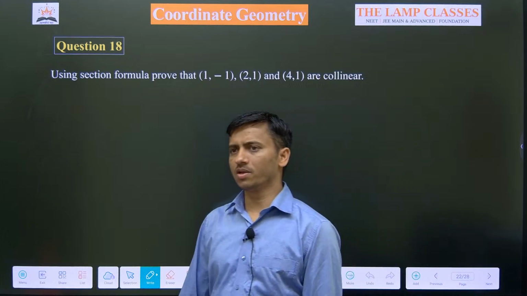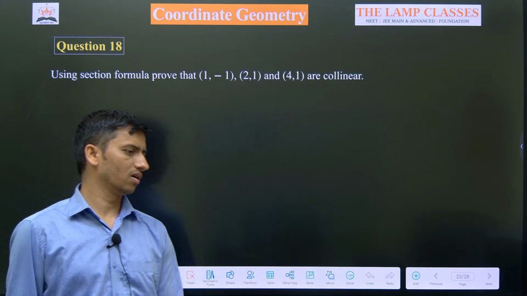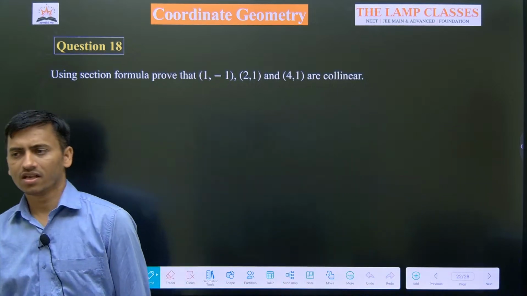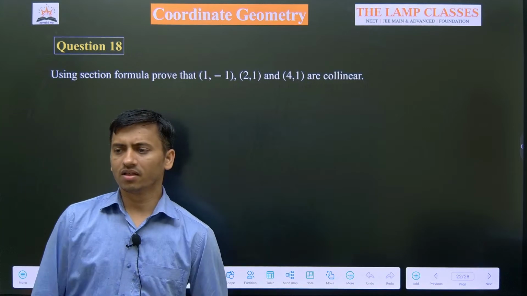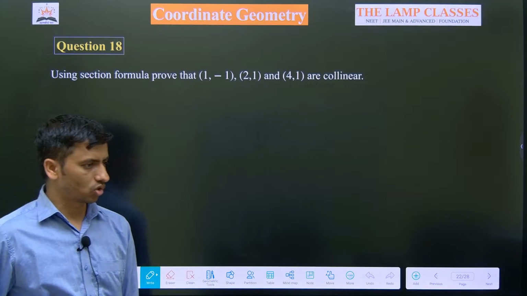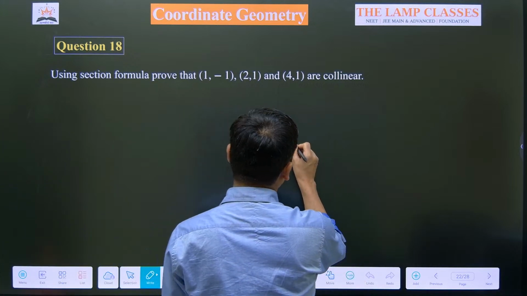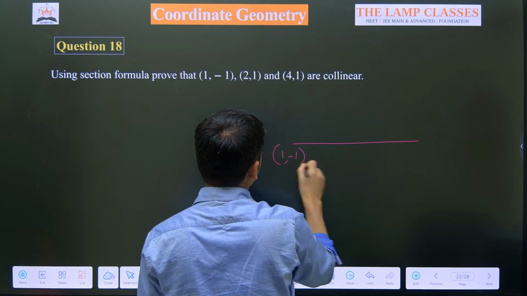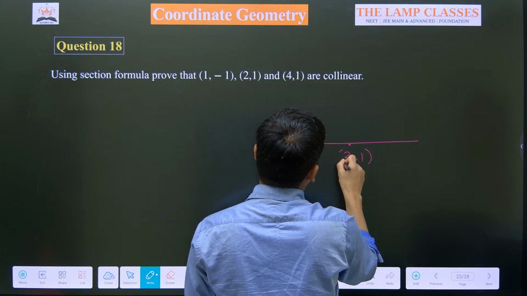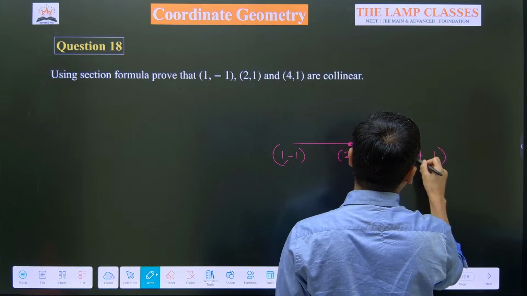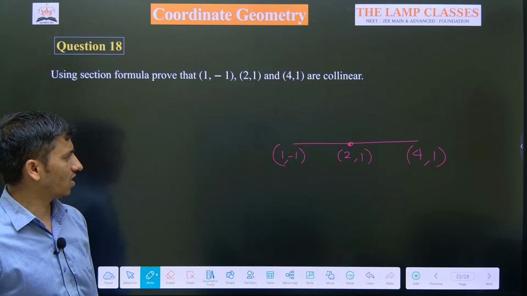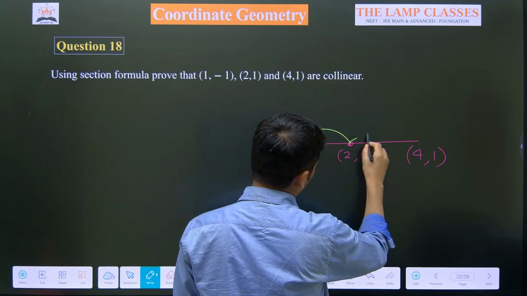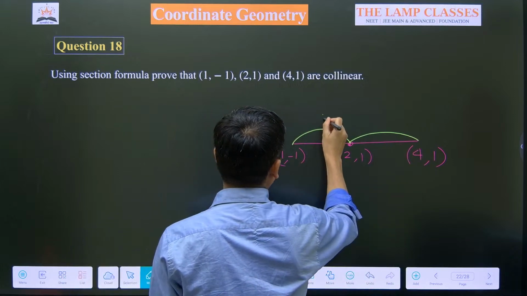How can we prove 3 points are collinear using section formula? So if 3 points are collinear, can we say, guys, section formula will be valid in that case? That means one of the points must divide the line segment joining the other 2 points in some ratio, right? So what do you do in those questions? You can take those points. Let's see, this point is 1 comma minus 1. This point is 2 comma 1. And this point is 4 comma 1. If they are collinear, can I say there will be some definite ratio? Let's call it k is to 1.